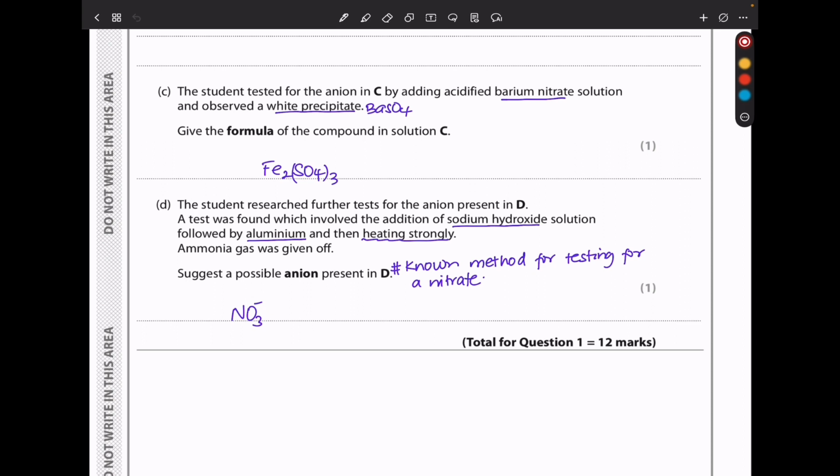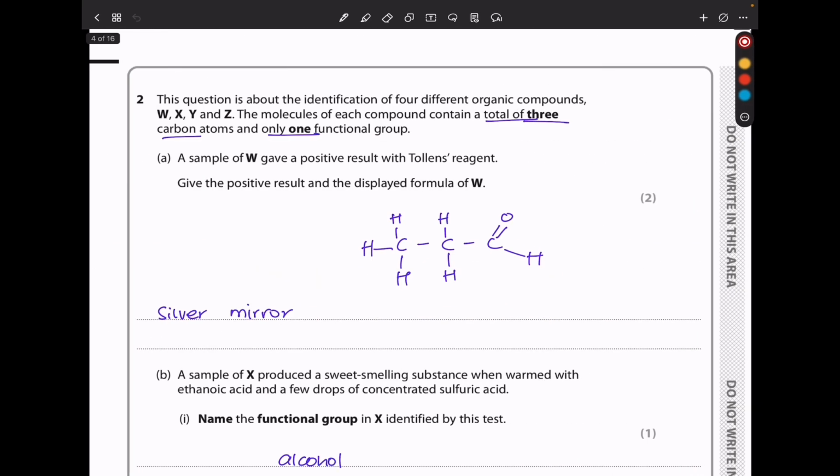But of course, marks are going to be awarded for your level for any nitrogen containing anion, although this is a perfect test for a nitrate anion. So this brings us to the end of question 1. Let's continue to question 2.